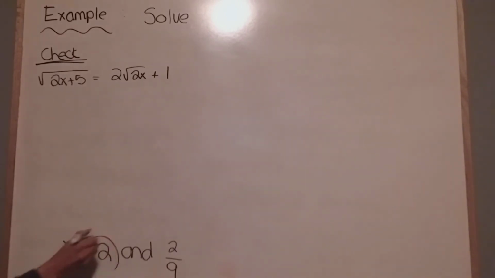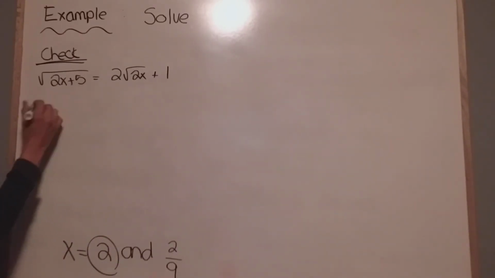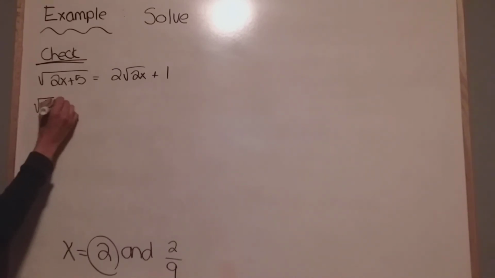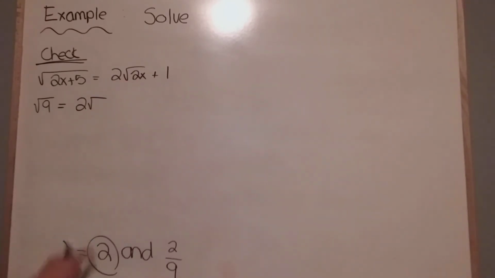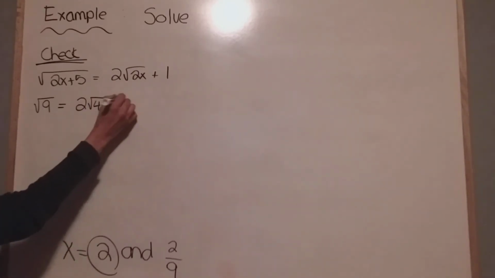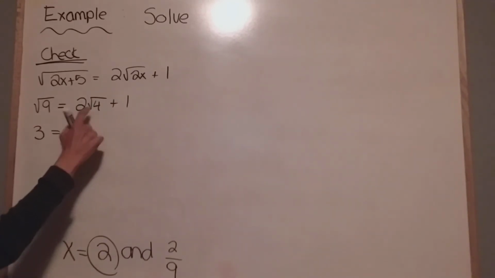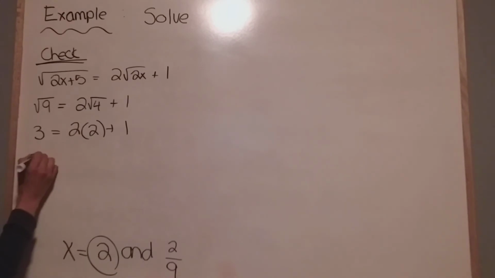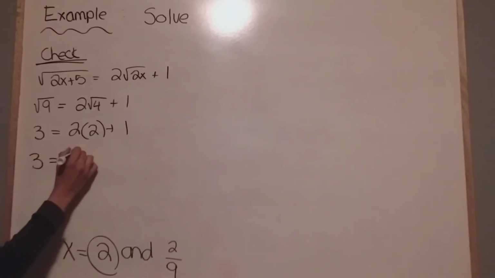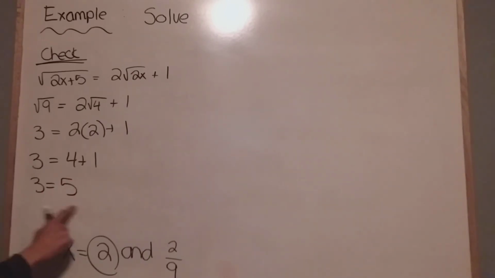So let's start off with 2. If I plug in 2, 2 times 2 is 4. 4 plus 5 gives me 9. So root 9 is equal to 2 times the square root of 2 times 2, which is 4, plus 1. I get 3 is equal to 2 times the square root of 4, which is 2, plus 1. So I get 3 is equal to 4 plus 1. 3 is equal to 5. This doesn't work. So this is false.